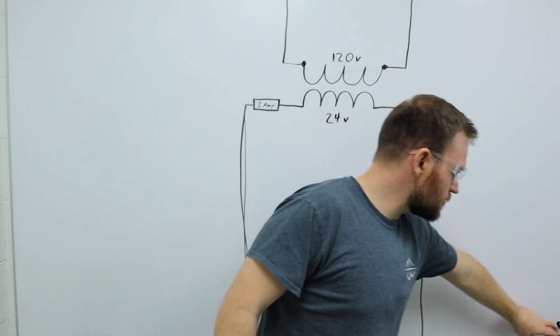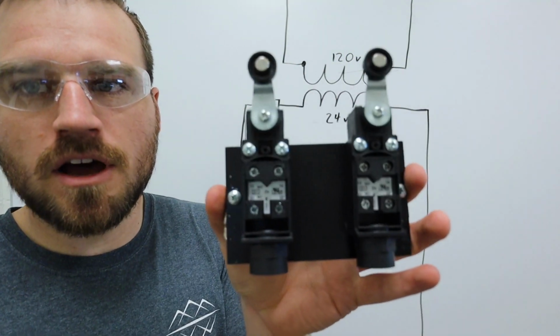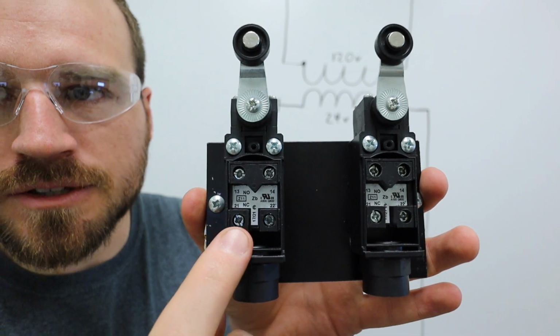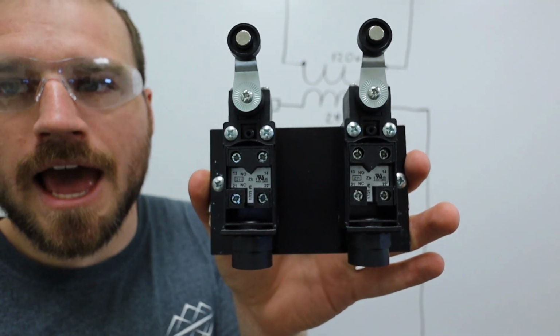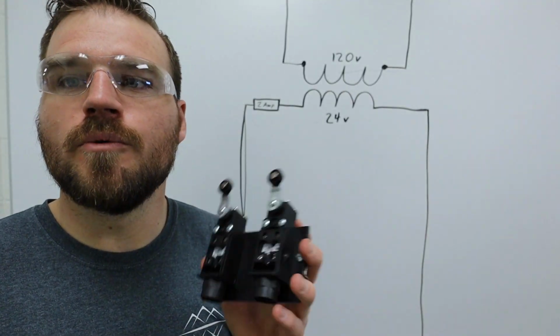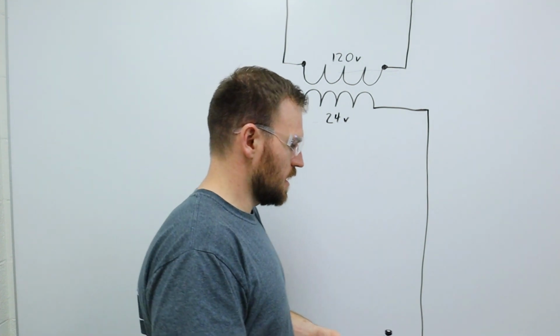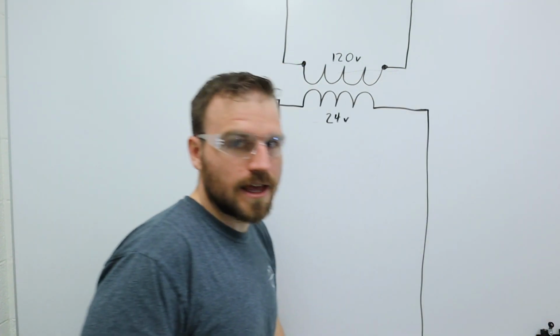Now the limit switches we are going to be using look like this. Notice on these limit switches, if you can get really close, one side has an NC next to the two terminals and the other has an NO. So there's a normally open and a normally closed on this. We're going to be using the normally opens, and the circuit we're going to be doing looks a lot like this.